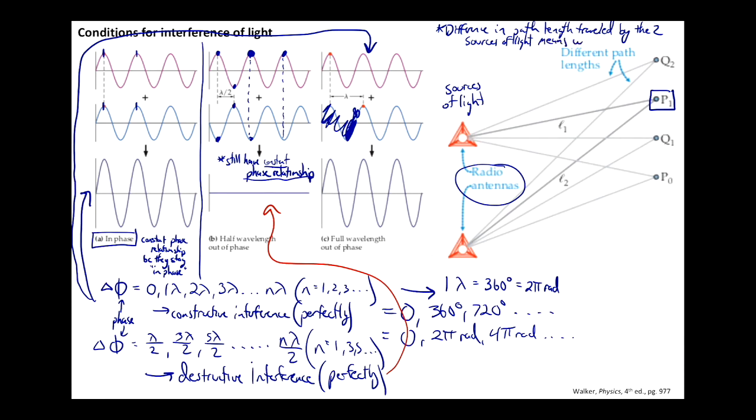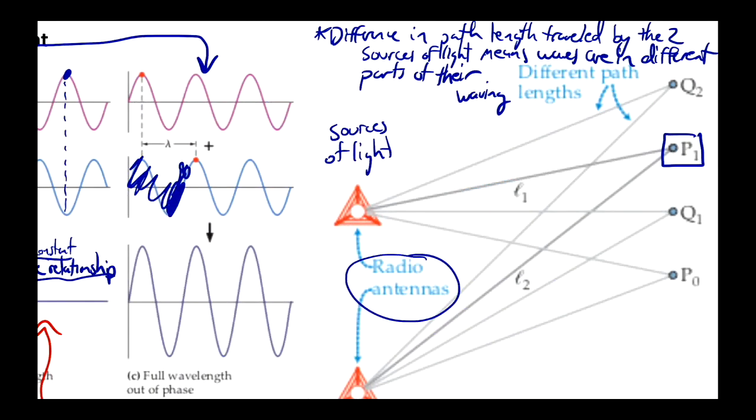means the waves are in, we'll say, different parts of their waving. That makes no sense at all. I'll zoom in there so you can see it a little bit. The difference in the path length traveled by the two sources of light means that those two waves are in different parts of their individual wave or their waving. Nobody talks like that, but hopefully it helps you understand what I'm saying.